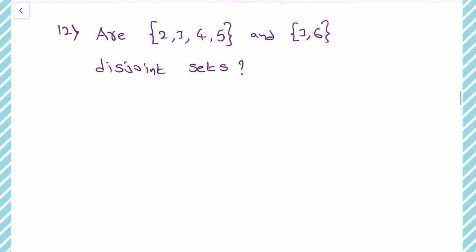Next, coming to question number 12. Are 2 comma 3 comma 4 comma 5 and 3 comma 6 disjoint sets? So what exactly do disjoint sets mean? If 2 or more than 2 sets have no common element, then those sets are considered as disjoint sets. So common elements should not be there. Now let us check these given 2 sets. Here element 3 is there, here also element 3 is there. So in these 2 sets, element 3 is common. So that is the reason these 2 are not at all disjoint sets.